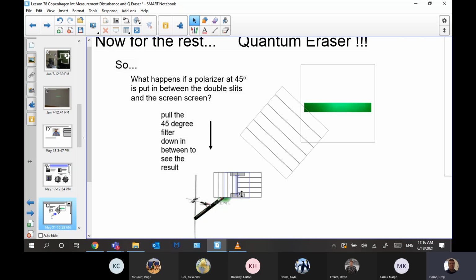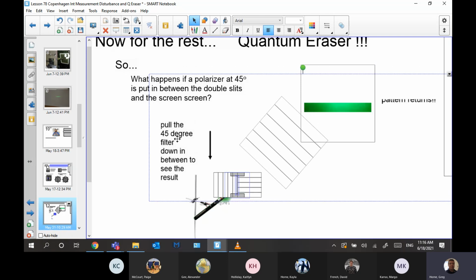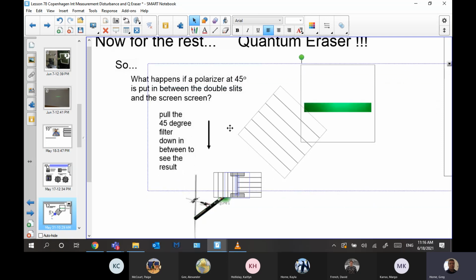So we can tell which slit they went through right now, so there's no interference. I made this page to illustrate what happens. If I pull that 45 degree filter down in line with the laser beam, interference comes back. You could think of the photons as saying, oh, they can tell which one I went through, so I don't have a 50-50 chance anymore, so I'm not going to interfere, right?